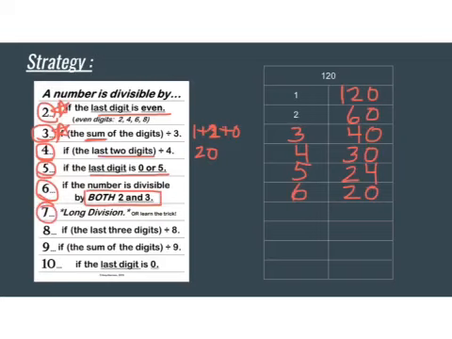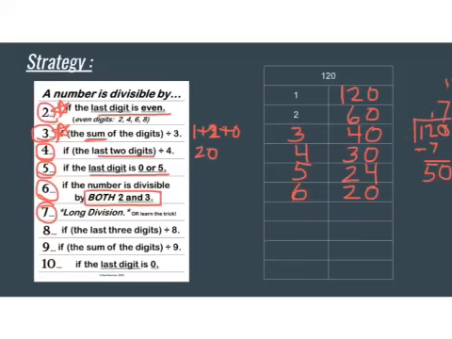So for 7, you have to do the long division to see if it's going to work. So 120 divided by 7. 7 goes into 12 one time. Then 50, 7 goes into 57 times, but there's a remainder of 1. So 7 is not going to be a factor for 120.